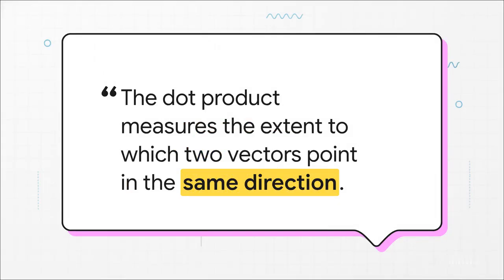And if you forget everything else, just remember this one core concept. The dot product is, at its heart, a tool for measuring alignment. It's a number that tells you how much two vectors are on the same page, pointing in the same direction.